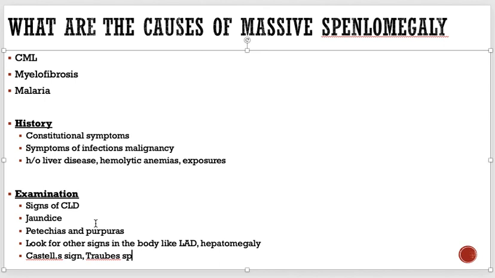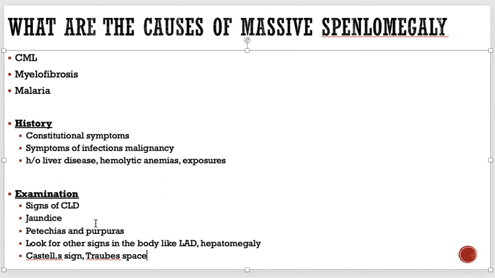Traube's space. Okay. Now, what is this one? Again, this is a space which has some importance when we are doing examination. It is a crescent-shaped space, basically formed by the lower edge of the left lung, the anterior border of the spleen, and the left costal margin. Okay.